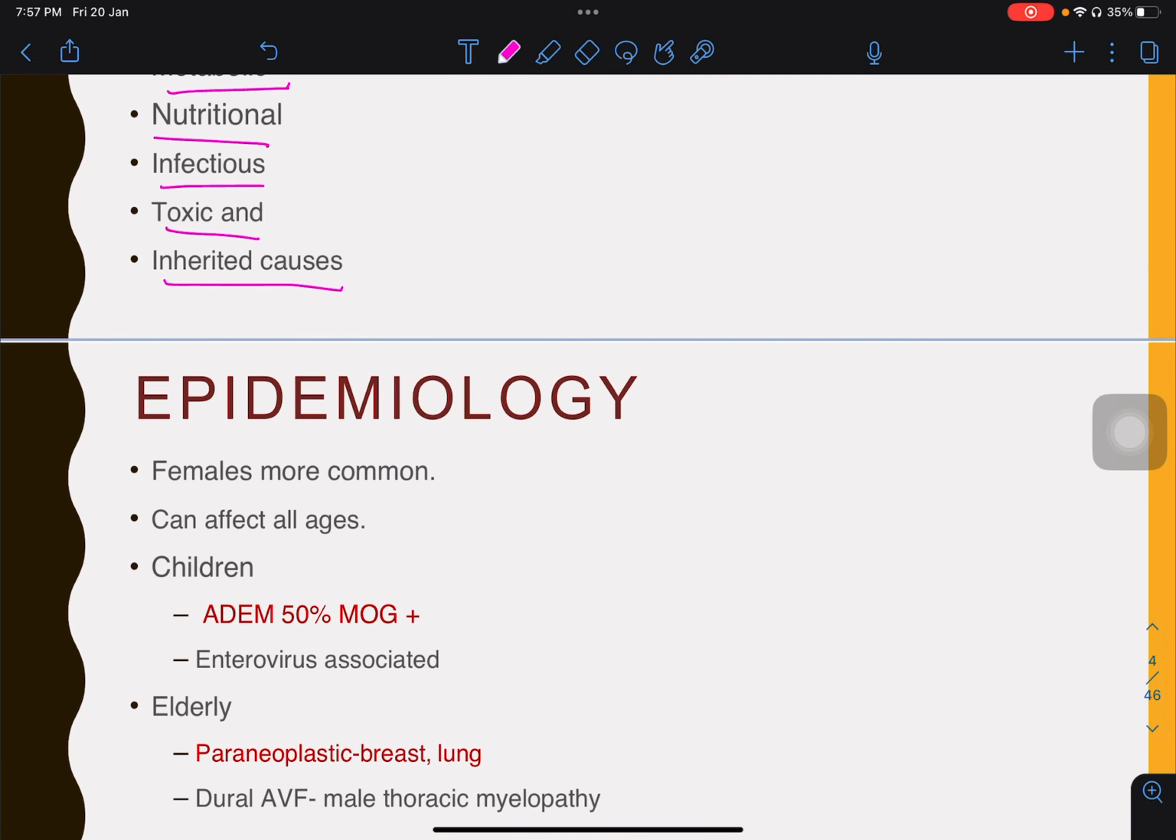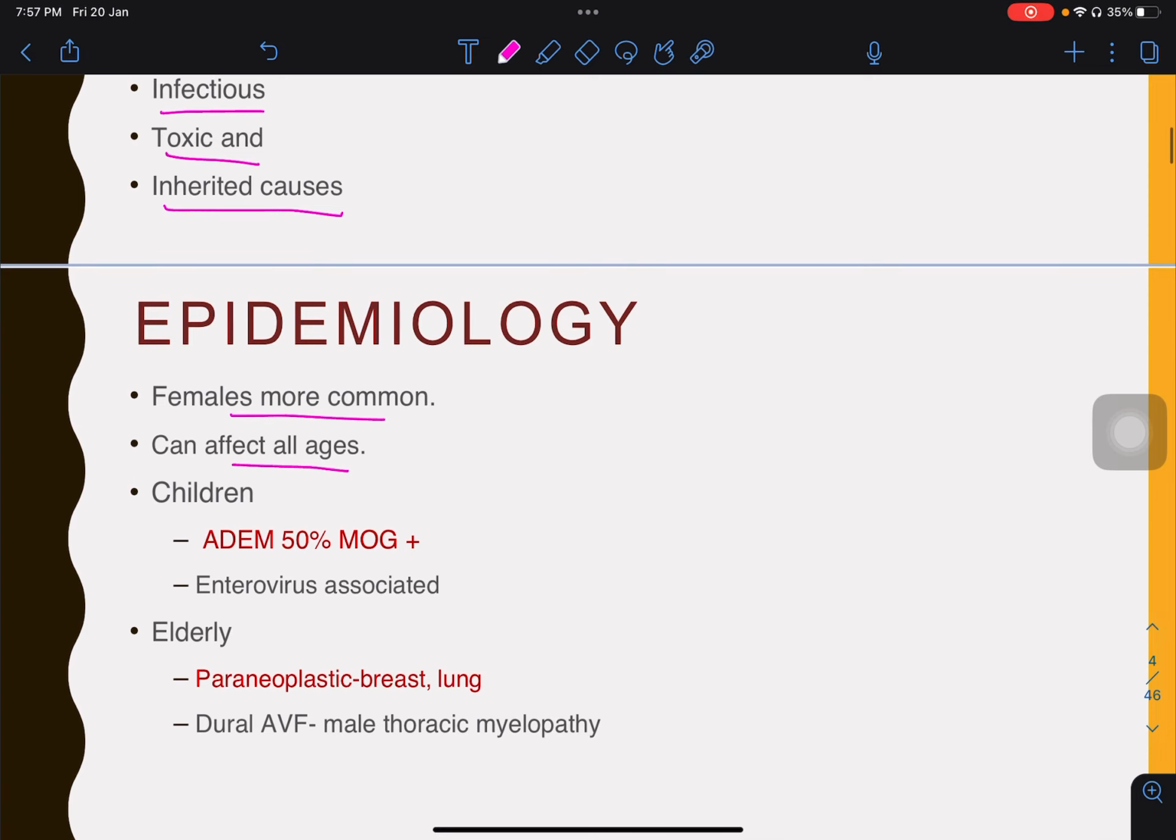So what is the epidemiology? It is more common in females and can affect all ages. In children, MOG myelitis is associated with edema in 50% of the cases. So it is very important.